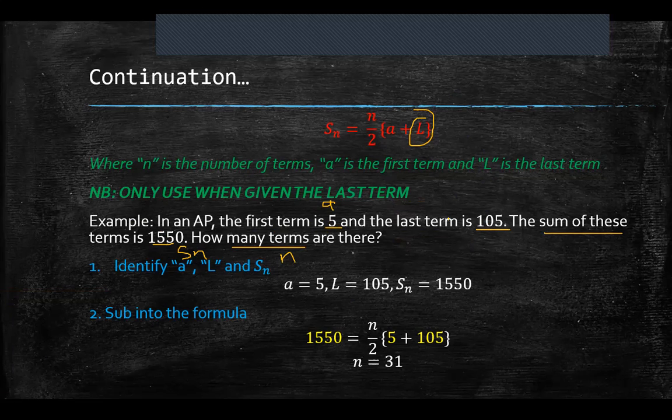When you're in your exam, underline or write down the key information in the question. So I have S of n, A, and L. They want me to find n. So first you identify A, L, S of n. A is 5, L is 105, Sn is 1,550. Substitute it into the formula to find n. So 1,550 is equal to n on 2 by A, which is 5, L, 105. Simplify, you would get n is equal to 31. So there are 31 terms in that AP.